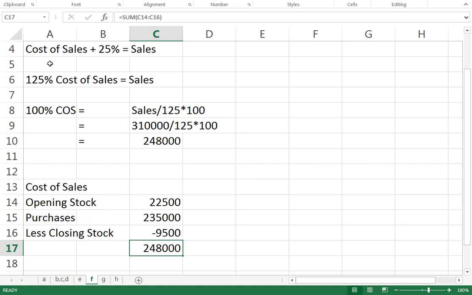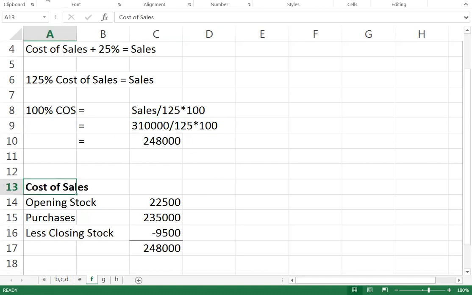Okay, so take your time through that. Cost of sales plus 25% because it's markup is equal to sales. So 125% of cost of sales is equal to sales. 100% of cost of sales then would be sales divided by 125 multiplied by 100. We had the sales figure, which was 310,000, divided by 125 multiplied by 100, and that gives you 248,000.